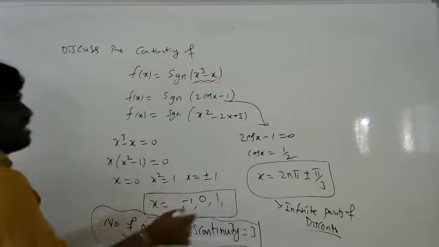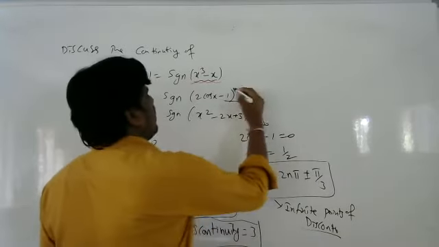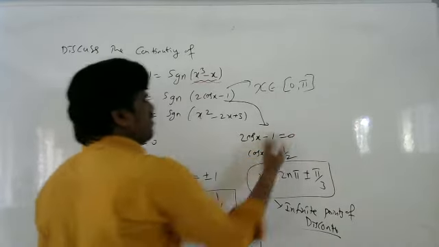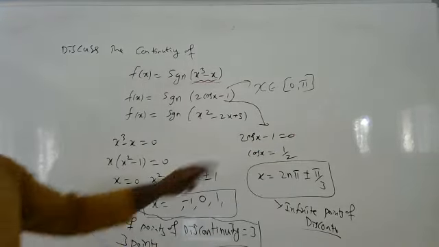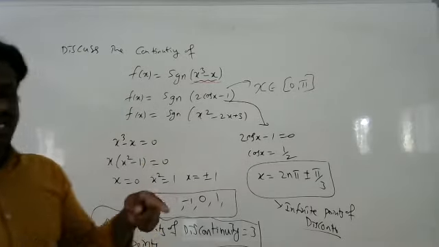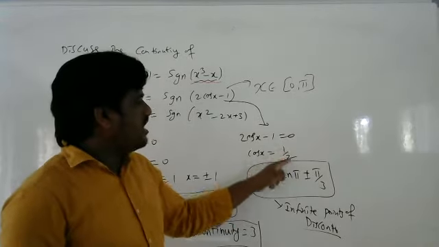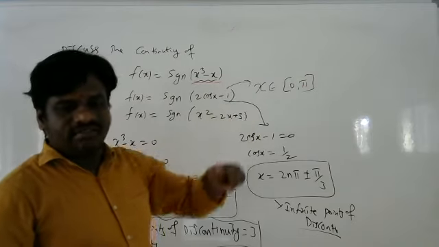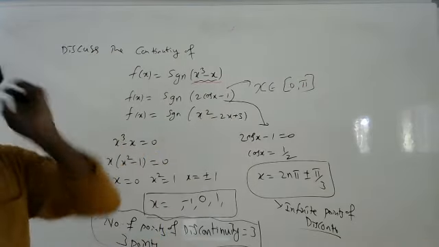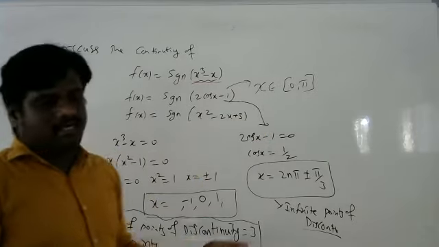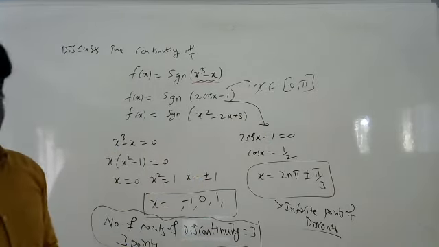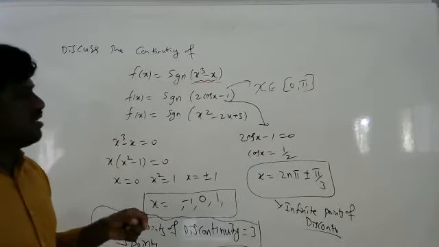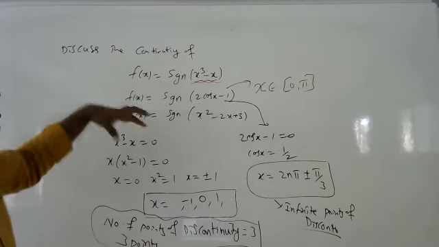If an interval is given, suppose they give x belongs to the closed interval 0 to pi, which means it is bounded, then you have to check in 0 to pi how many times you get half. Only one time, right? So in 0 to pi only one time you get it, so the number of points of discontinuity is 1. If they mention an interval like that, we have to check likewise.